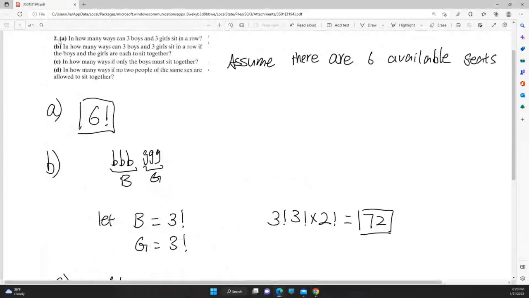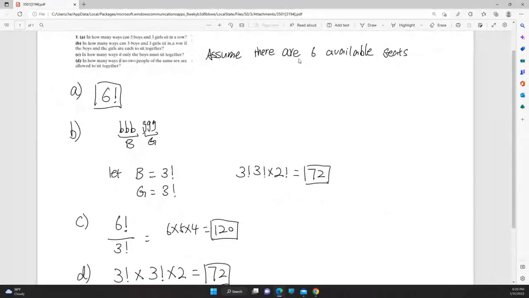For 7A: in how many ways can 3 boys and 3 girls sit in a row? I first assume there are 6 available seats, and the first seat would have 6 choices, then the second seat 5, and so forth. We have 6 factorial alternatives. For 7B: in how many ways can 3 boys and 3 girls sit in a row if the boys and the girls each sit together? We have 2 cases: boy, boy, boy, girl, girl, girl, or girl, girl, girl, boy, boy, boy. Since boys can switch seats among themselves and girls too, we have 3 factorial times 3 factorial. Because we have 2 cases, we multiply by 2, and that'll be 72 cases.